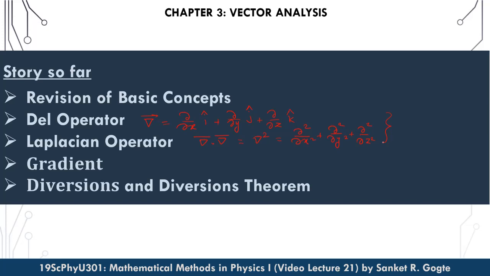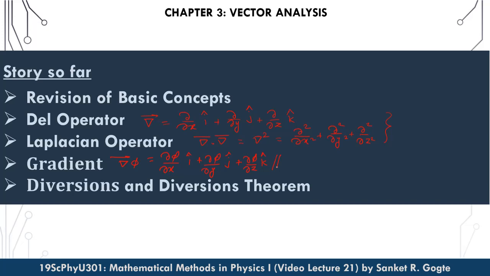When we operate this del operator onto a scalar field, that is called the gradient of that scalar field, which is dou phi by dou x into i plus dou phi by dou y into j plus dou phi by dou z into k. Now you can see that this del is a vector operator, whereas this phi is a scalar quantity, and the product or multiplication of a vector and a scalar is always a vector, which is visible here.